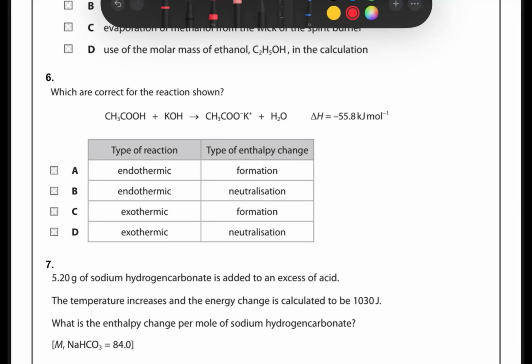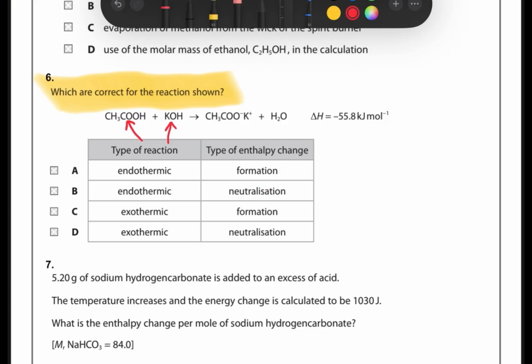Let's start with question 6. It says, which are correct for the reaction shown? If you look at this reaction, it's obvious that it's between a strong base and a weak acid. So any acid-base reaction is called a neutralization.